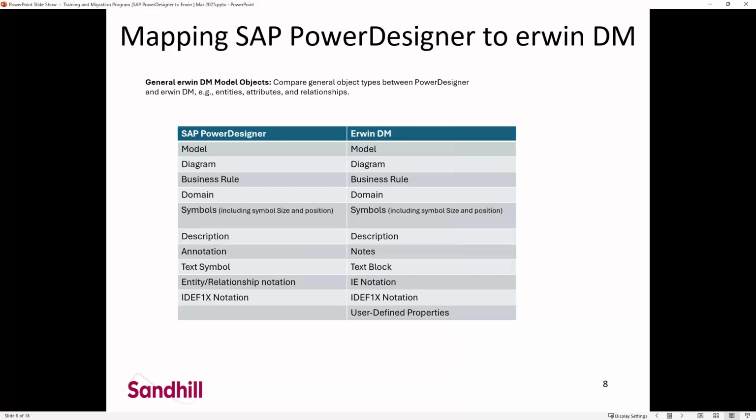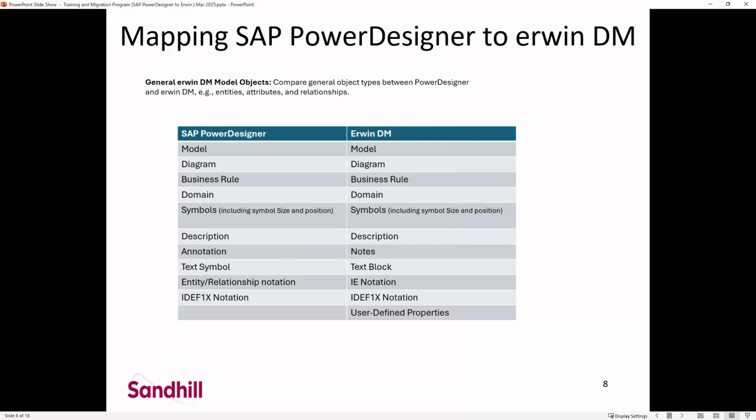From a description perspective, there is a field in PowerDesigner called description. In PowerDesigner, it's an RTF field, which means you could do bold, colors, underline. I'm not sure about the description field in Erwin, but I think it just might be an ASCII field. PowerDesigner has annotations, but Erwin calls them notes, so all your annotations will end up in notes. PowerDesigner has a text symbol, which is basically the same as a text block in Erwin.